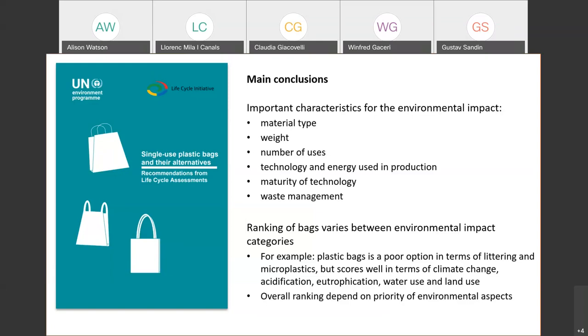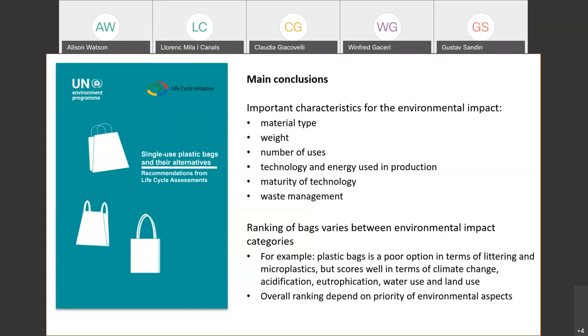Finally, it's important to mention that the ranking of bags varies between environmental impacts. For example, plastic bags are a poor option in terms of littering and microplastics, but score well in terms of climate change, acidification, eutrophication, water use, and land use. So the overall ranking will depend on the priority of environmental aspects. It's worth noting that the bags are responsible for a significant share of the littering worldwide, but a small share of the climate impact compared to other products. So the priority is not only about the importance of different environmental problems, but also how important the product is for that problem. Next slide, please.